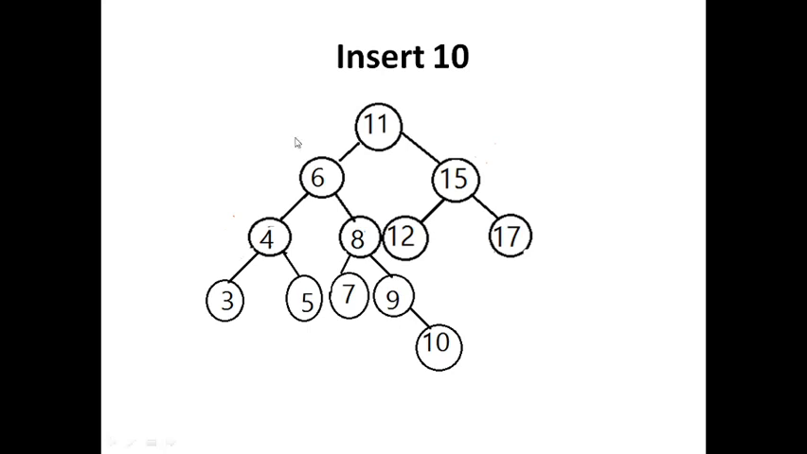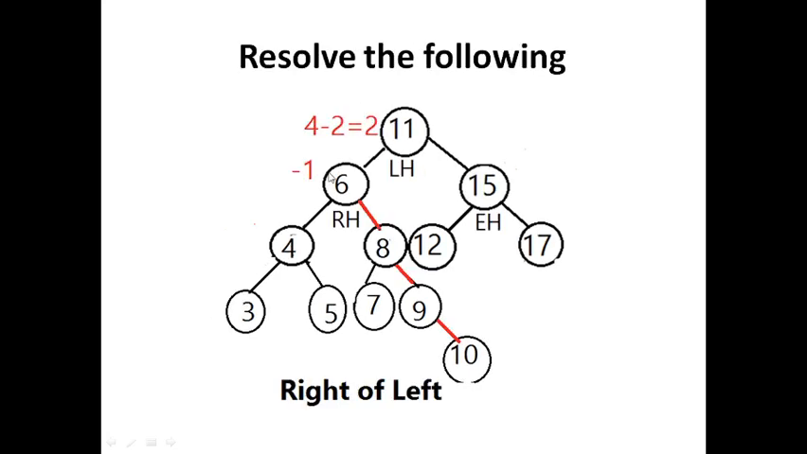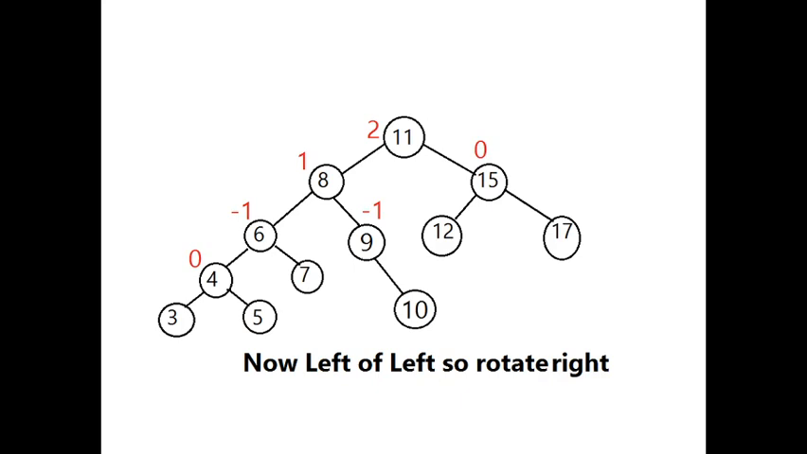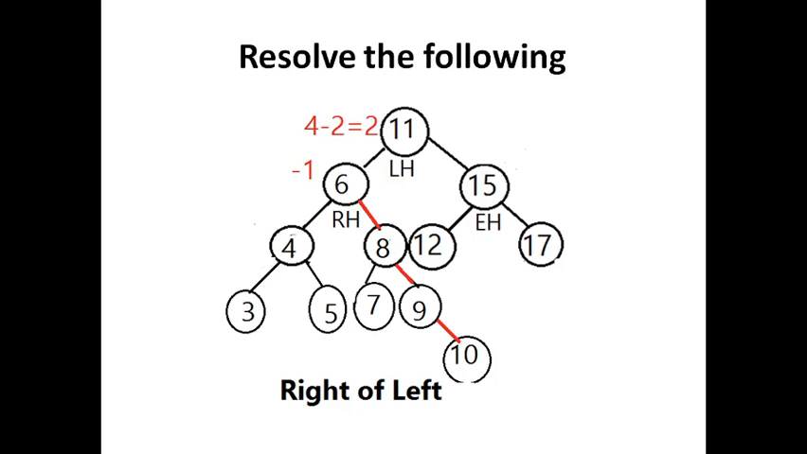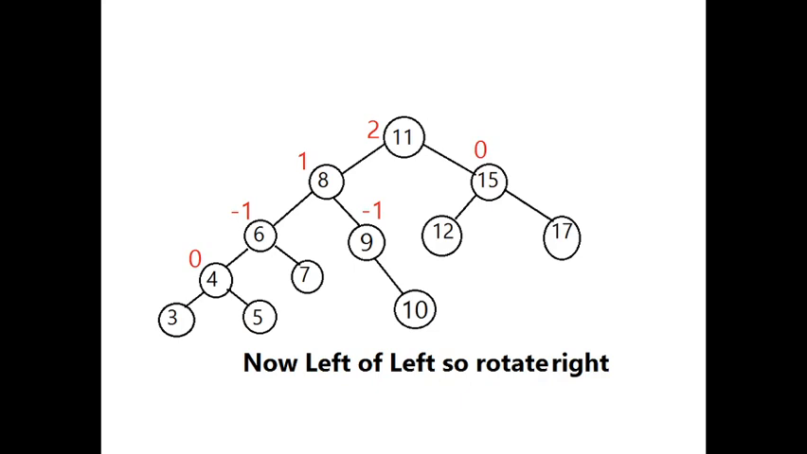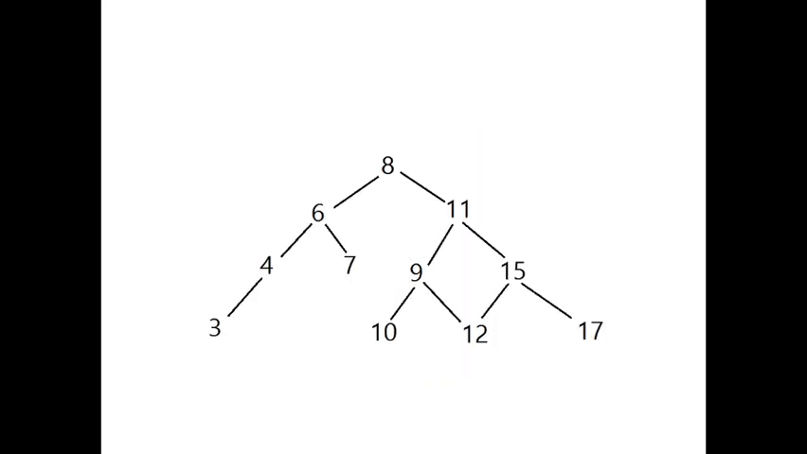For that we have to rotate at this node, which will result in this. So it has been rotated like this. To make it into a left of left problem, we have now rotated at the 6, making 8 the root of the subtree. So step 1. Now it is a left of left problem, and so we have to rotate it towards the right, which results in this final balanced tree.